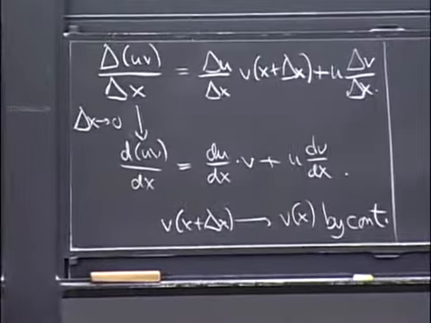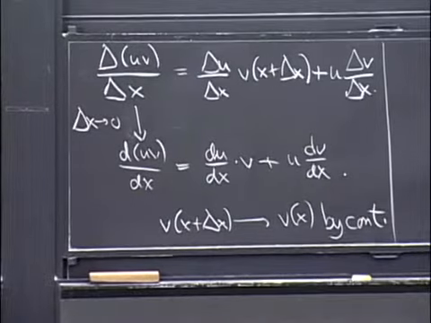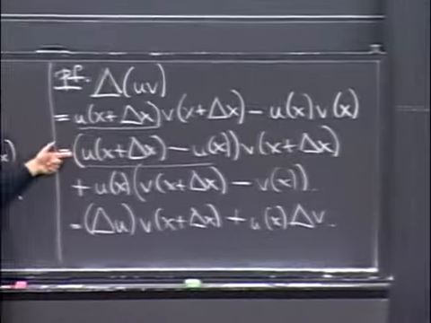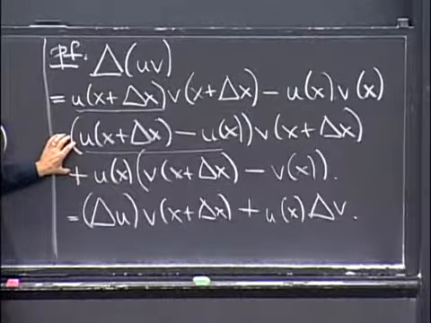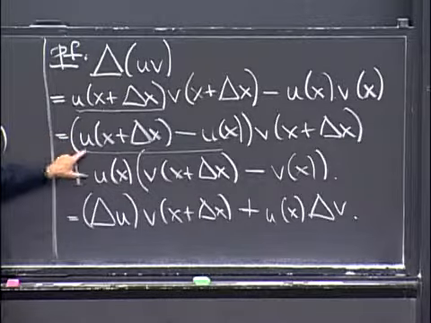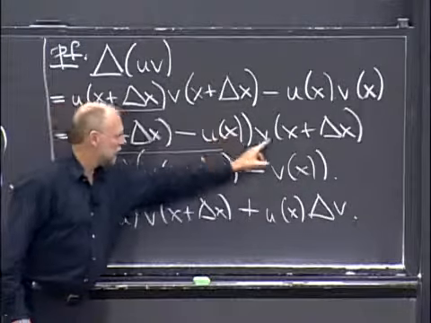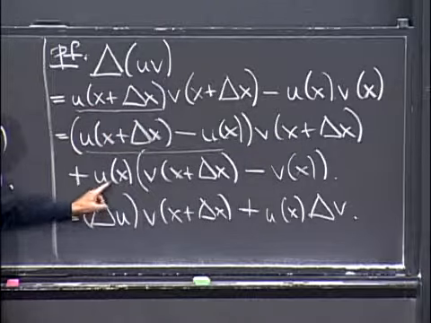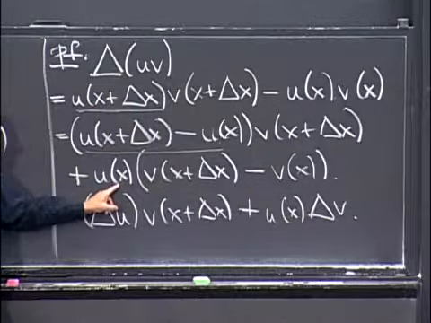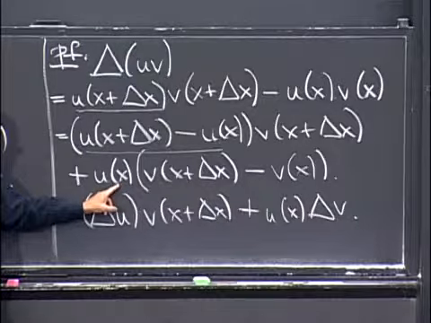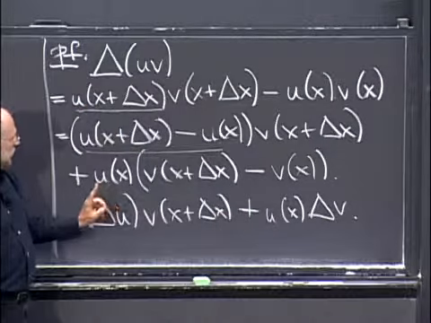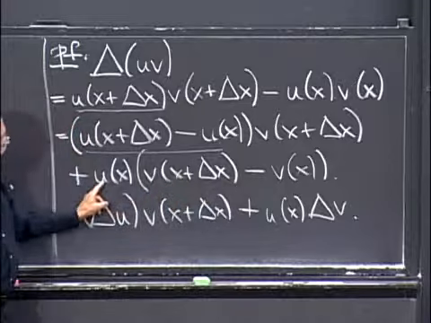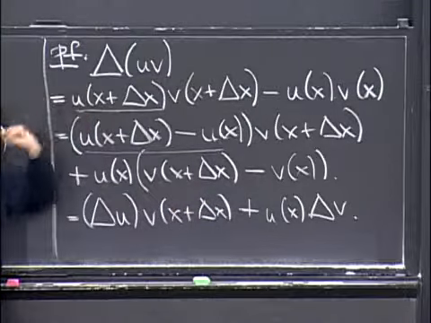Yeah? How did we get from the first line to the second of the long equation? From here to here? Well, maybe it's easiest to work backwards and verify that what I wrote down is correct here. So if you look, there's a u times v of x plus delta x there, and there's also one here. And they occur with opposite signs. So they cancel, and what's left is u of x plus delta x times v of x plus delta x minus u times v, and that's just what I started with.